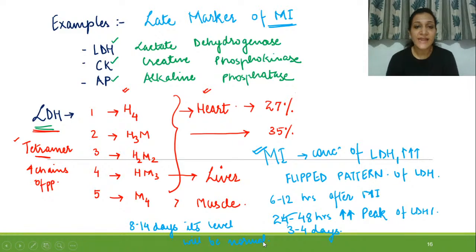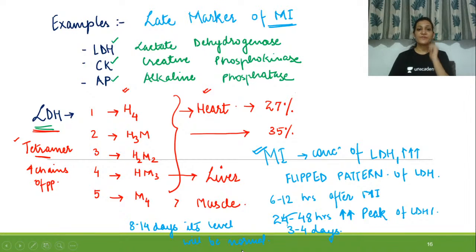So, this LDH, it's a late marker of MI. It's a flipped pattern of LDH because previously its concentration will be lower, and when MI has occurred, it will lead to increased concentration. And why is it called a late marker? Because its concentration increases 6 to 12 hours after MI. The peak is attained at 2 to 3 days, and its normal level is attained after 8 to 14 days. It takes 8 to 14 days to come back to normal, right?